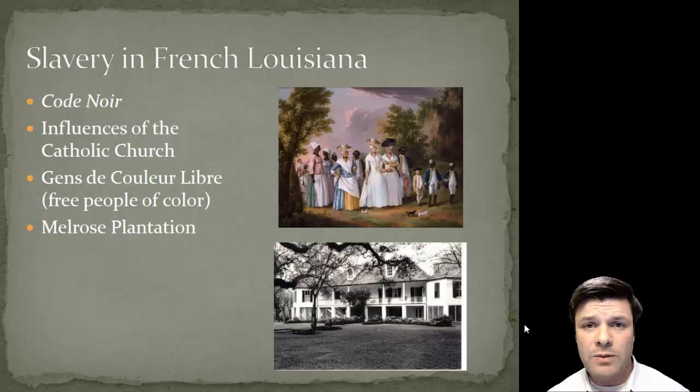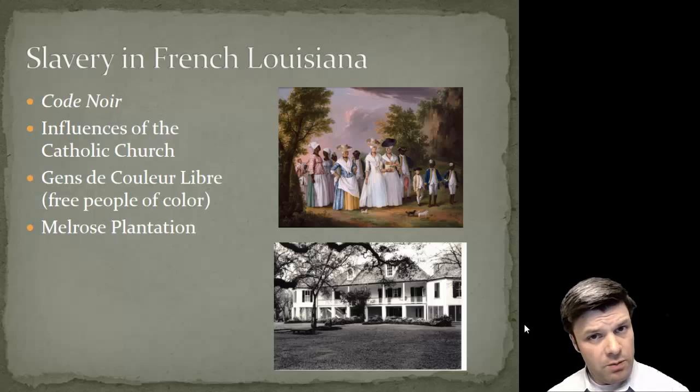If you had a couple that was married, you could not split them up. You couldn't sell the wife one way and the husband another way. Couldn't split children apart from parents. Part of the reason that the Code Noir functioned the way that it did is because the Catholic Church, keep in mind we are talking about the French, Catholic nation, was deeply involved in the system of slavery in Louisiana. And it regulated exactly what kind of practices were and were not permissible in slavery.